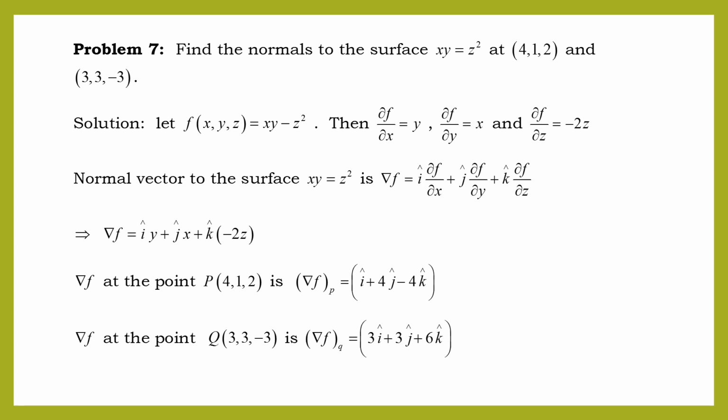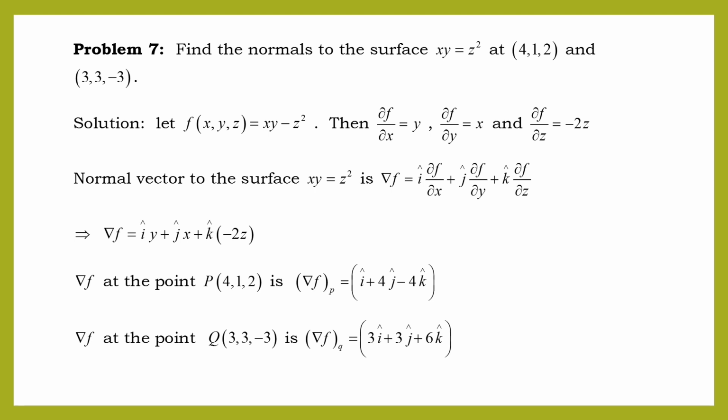In our previous problems, one surface was given and only one point was given. There we found the normal to the surface at that given point. But here in this problem, only one surface is given, but we need to find out normals at the 2 different points. Let us consider the surface f of x comma y comma z equals xy minus z square.